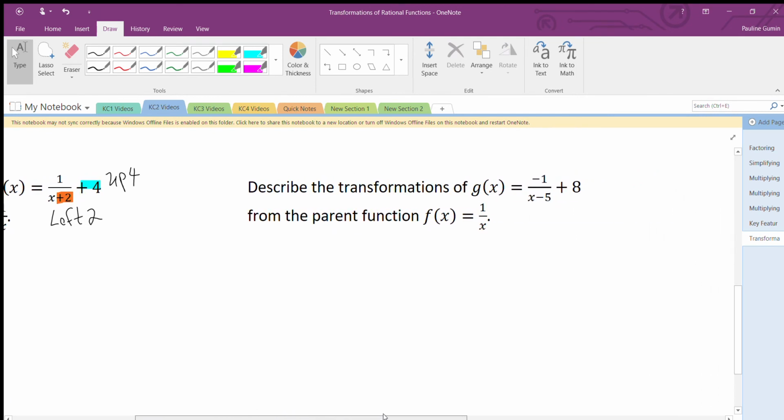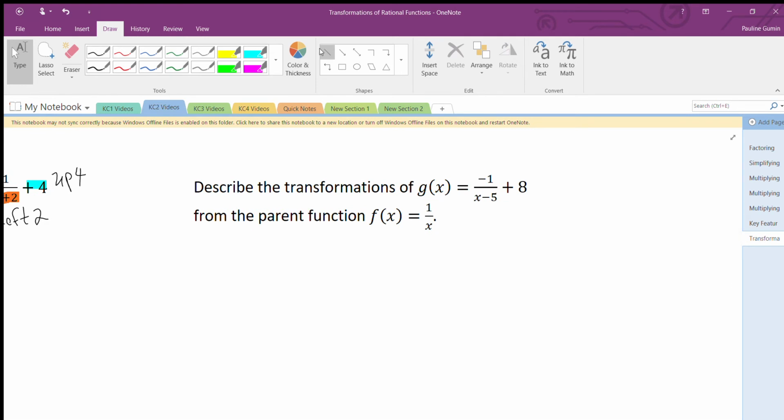All right, I see all 3 transformations here. Check it out. The one on top is negative, so that's 1 transformation. I have an x minus 5 on the bottom, 2 transformations, and a +8 on the outside. Since my handwriting is not going to survive this, I'm just going to do it through color coding.